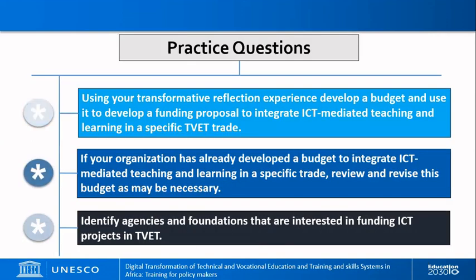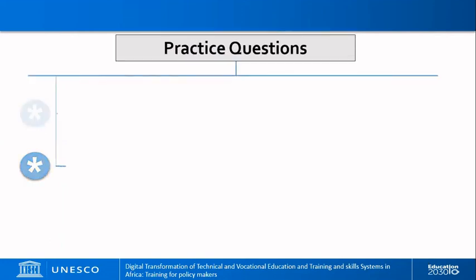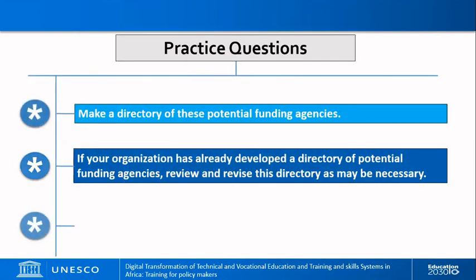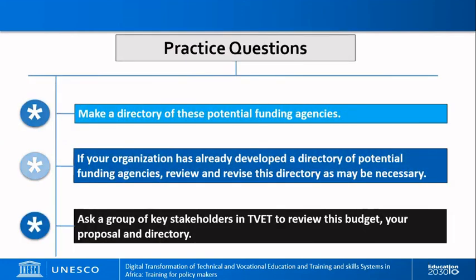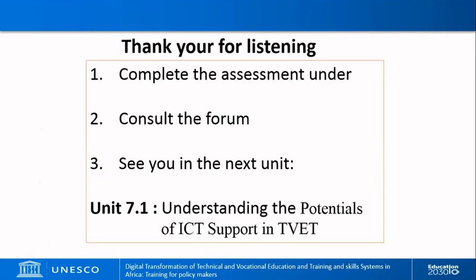Identify agencies and foundations that are interested in funding ICT projects in TVET and make a directory of these potential funding agencies. If your organization has already developed a directory of potential funding agencies, review and revise this directory as may be necessary. Ask a group of key stakeholders in TVET to review this budget, your proposal, and directory.